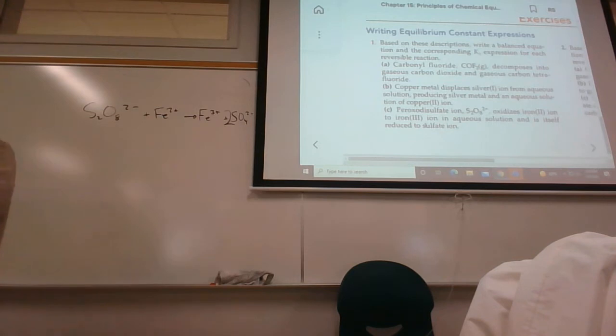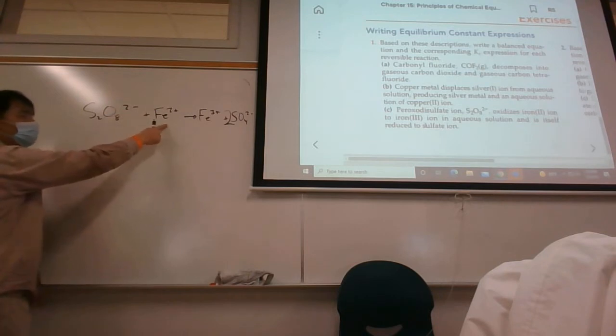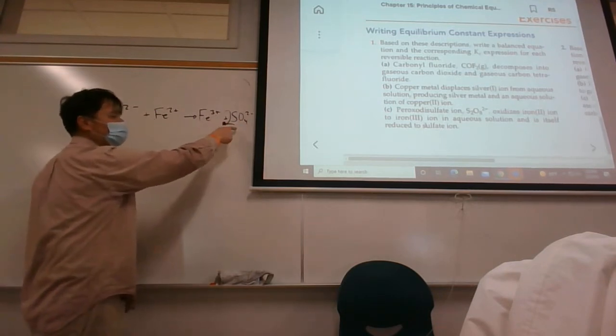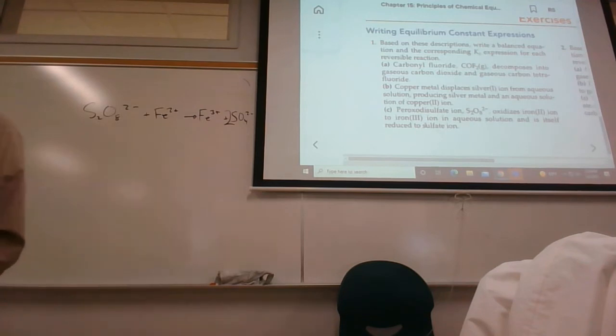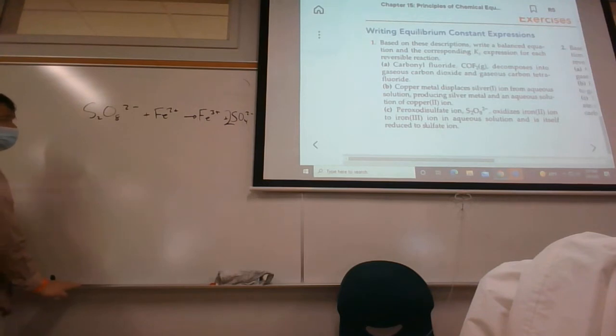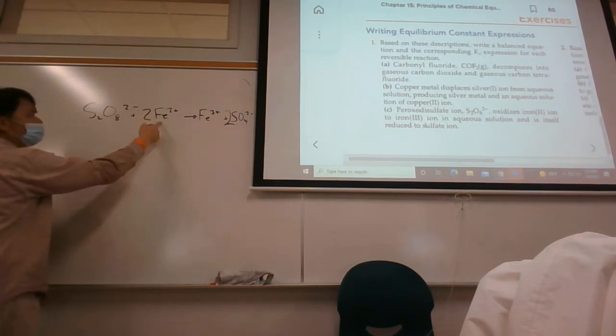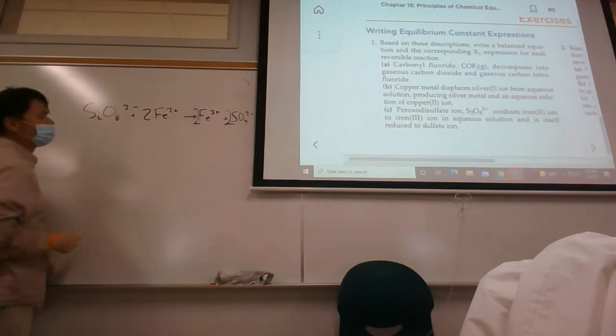But in addition to atoms being balanced, we also have to make sure the charge is balanced. So the total charge on the left side should equal the total charge on the right side. This is -2 plus 2, which gives us 0. And then this is +3 minus 4, which gives us a -1 total charge on the right side. So it's not balanced, actually. How can we balance this? Well, one way we could try is by changing the irons. What if we did 2 iron 2s going to 2 iron 3s?